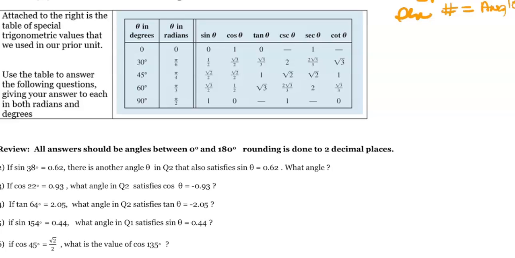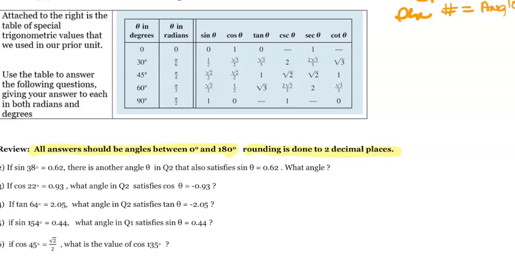To understand how we're going to do this, let's get some ground rules. All answers are going to be in degrees between 0 and 180, and all your rounding, if needed, is going to be to 2 decimal places. So listen to this. If the sine of 38 degrees is 0.62, is there another angle in quadrant 2 that also satisfies that the sine of theta is 0.62? So what angle is that?